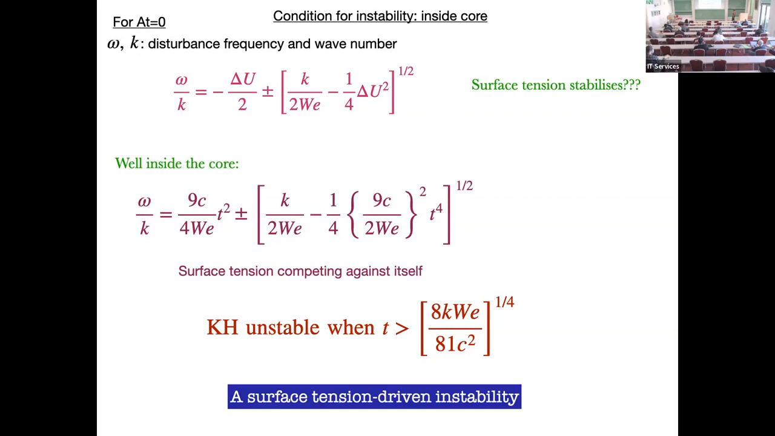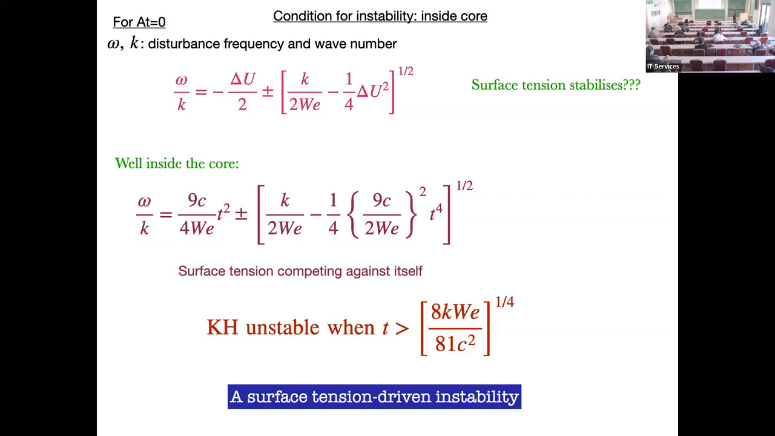So here you see there are two terms. This is a stabilizing term and this is a destabilizing term. On the face of it, surface tension stabilizes, especially if the wave number is very big, meaning the perturbation is very rapid. But remember that grad U, delta U, is also created by surface tension. When you write that one down, and we know what it is well inside the core, you see that there is a Weber number on both sides. Surface tension stabilizes and surface tension destabilizes. So it's competing against itself, and at large time the destabilization is going to win.